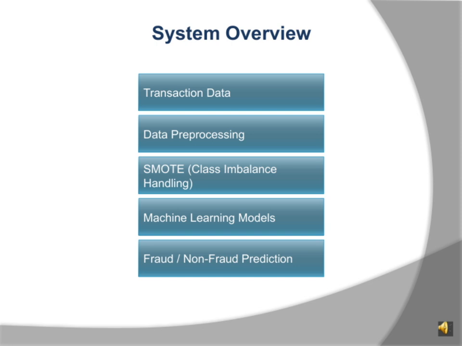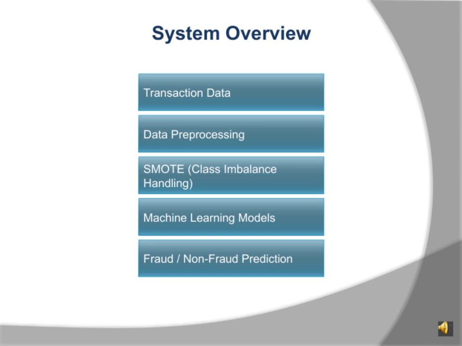These models learn from historical transaction data to identify patterns that indicate fraud. Their ability to adapt and improve over time makes them powerful tools in our arsenal. To address the challenge of class imbalance, since fraudulent transactions are relatively rare, we employ SMOTE, or synthetic minority oversampling technique. This helps us create a more balanced dataset, ensuring our models don't become biased toward the majority class.